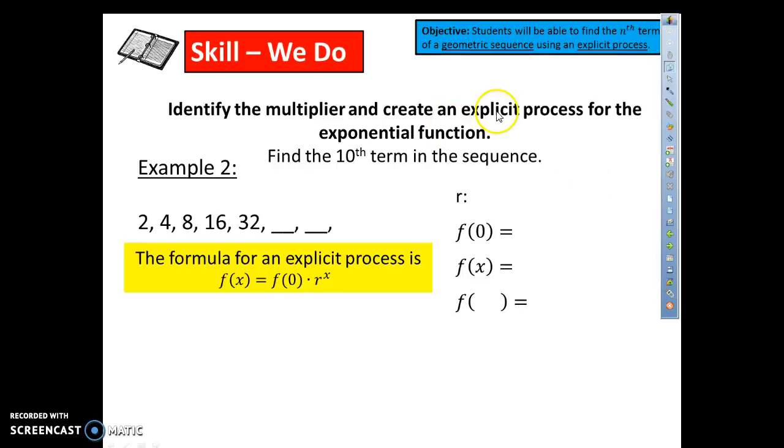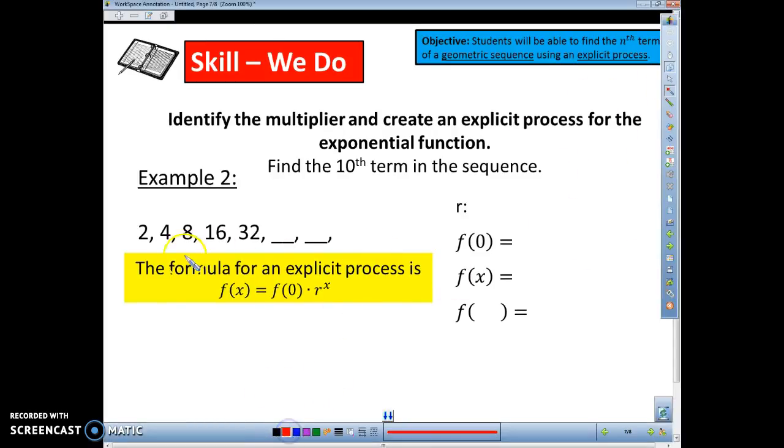Okay, for these next examples, we're going to construct our explicit process. You should be proficient at this, and then we're going to find a specific value in this sequence. So I'm going to go through this quickly. We have this example, 2, 4, 8, 16, 32, and we want to find the 10th term. Please fill this in your notes.